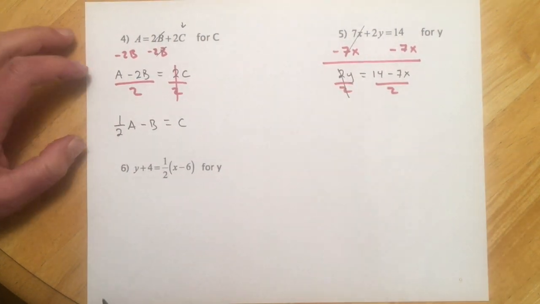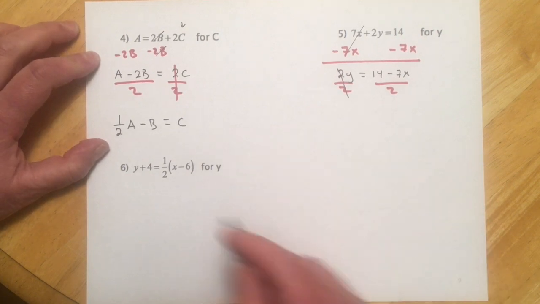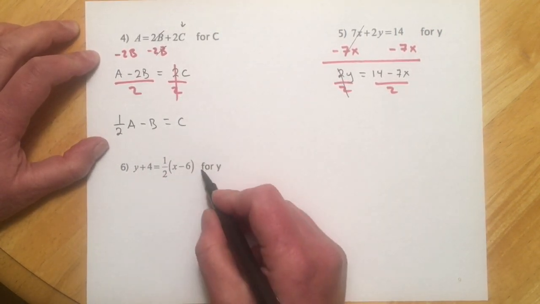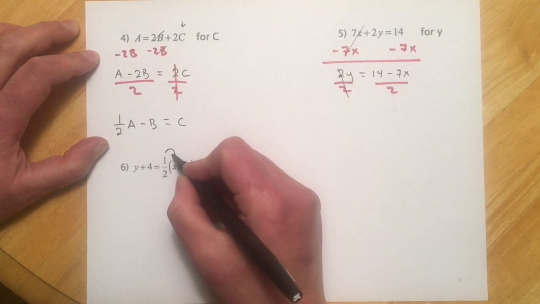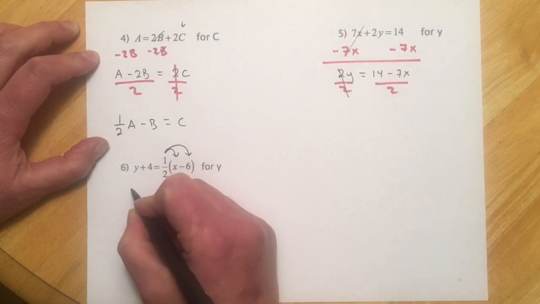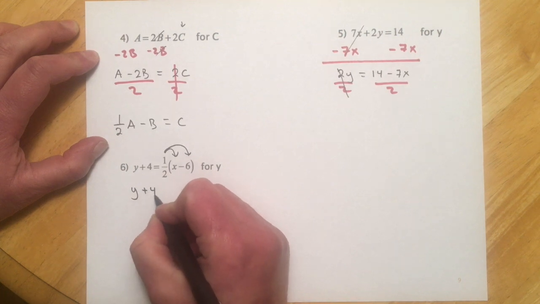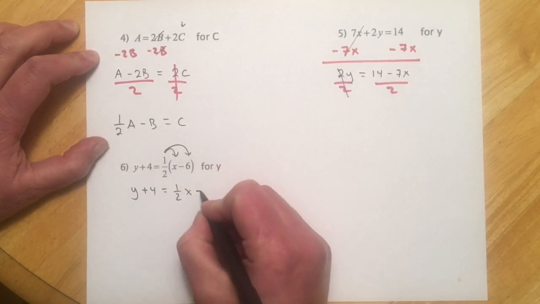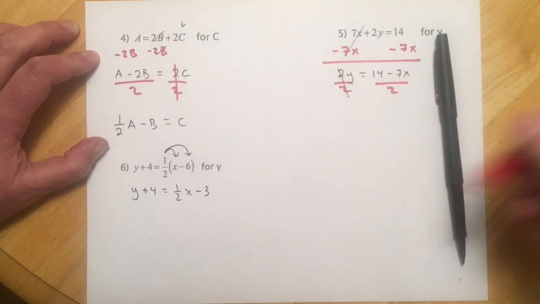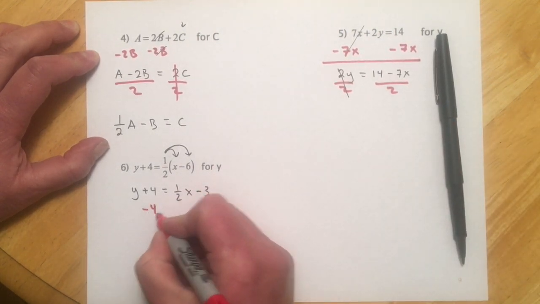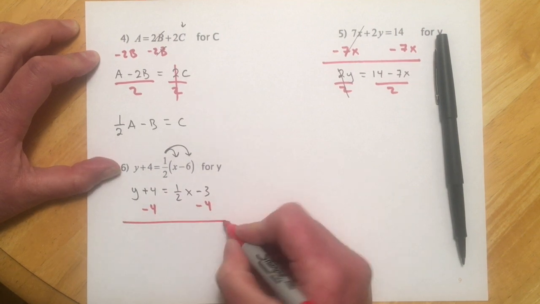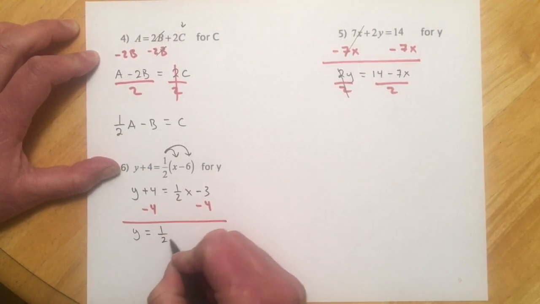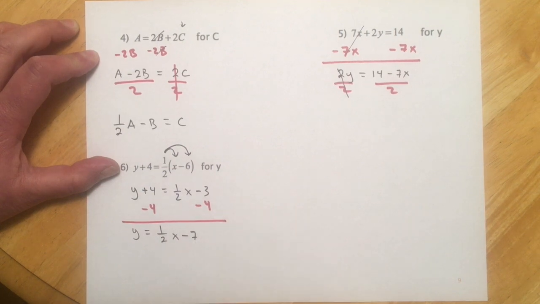This one looks maybe a little intimidating, but it's actually not too bad. I'm trying to get y by itself, so I could just subtract the 4 over, but I got these parentheses going, so I think I will start by doing that first. So y plus 4 equals 1/2 x, and then half of 6 makes a minus 3 right there. And then to finish getting y by itself, I'll just subtract over this 4, and y equals 1/2 x minus 7.